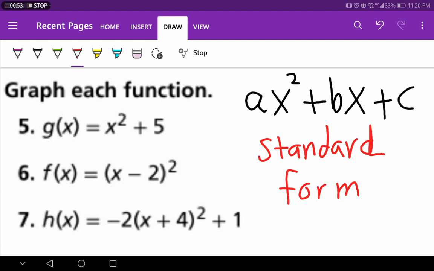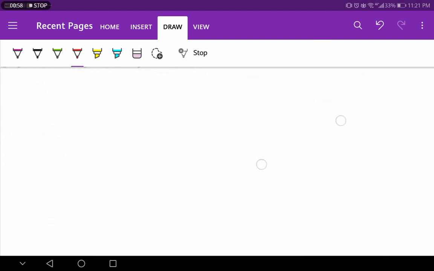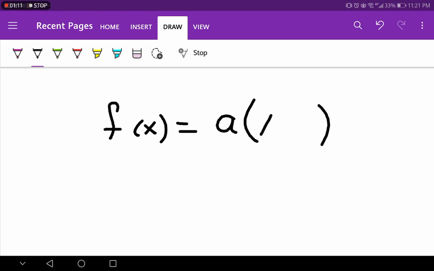First of all, you have to know what is the vertex form, and you have to memorize it, my dear student. It is when f of x equals a multiply x minus h squared plus k. This is k. And my dear student, I don't like it. I have to erase it and rewrite it.